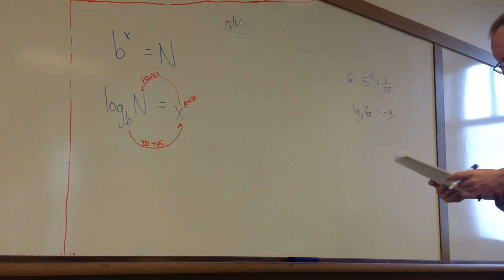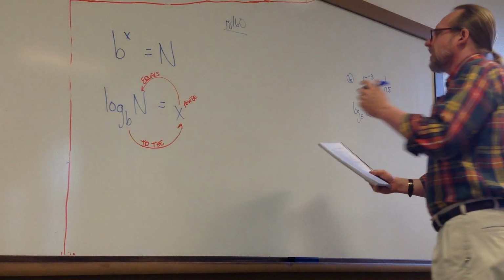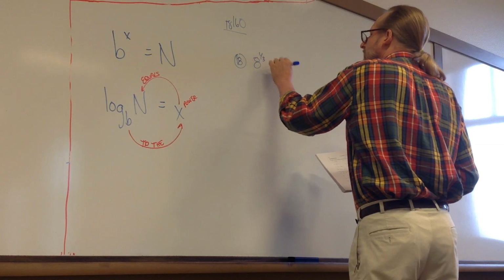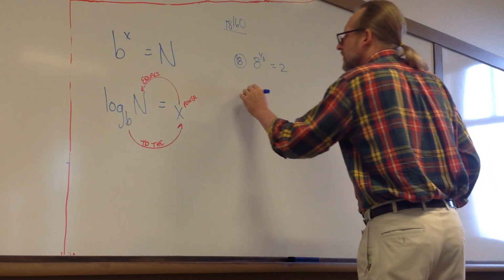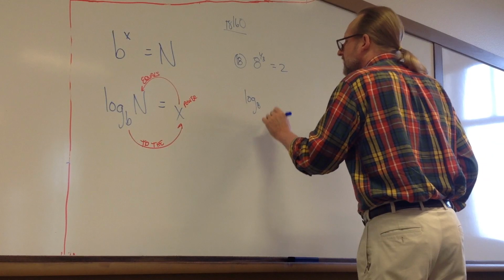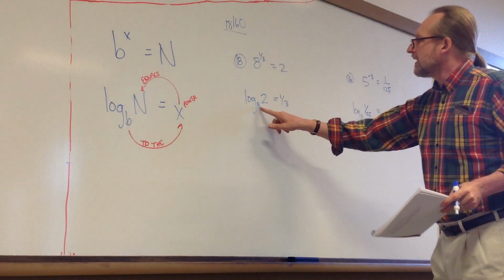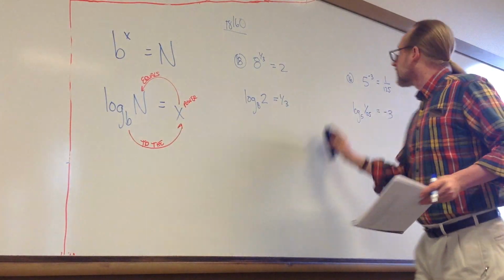Okay, let's see here. Problem 18. We've got 8 to the 1/3 power is equal to 2. So this would be log to the base 8 of 2 is equal to 1/3, right? 8 to the 1/3 is equal to 2.